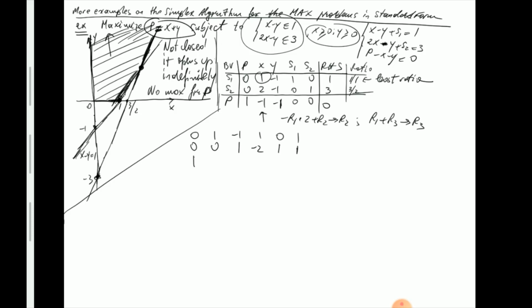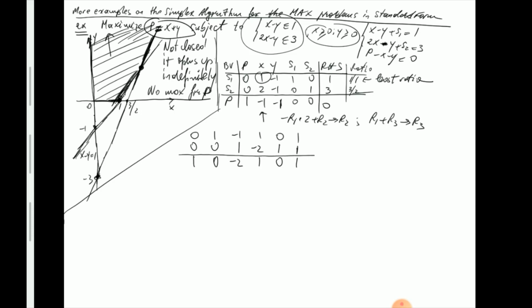Add row 1 to row 3. 0 plus 1. 1 minus 1. Minus 1 minus 1 becomes minus 2. 1 plus 0. 0 plus 0. And 1. Let's double check. All good. 1, 0, minus 2, 1, 0. So the last one is going to be the P row.